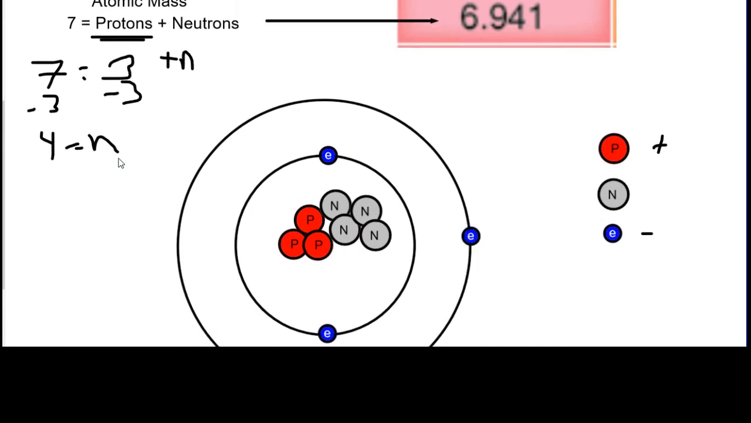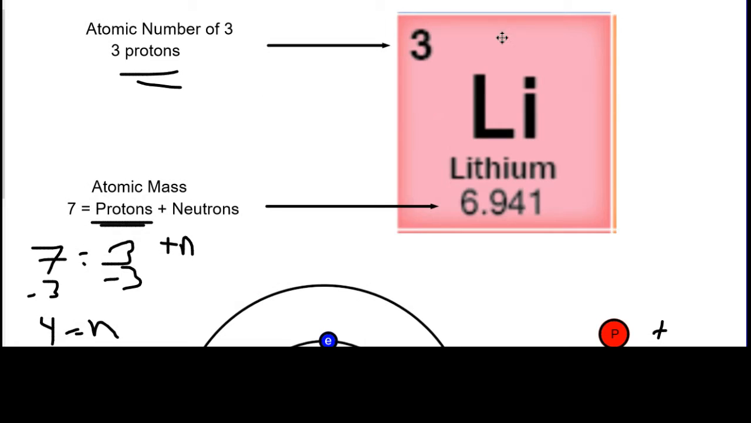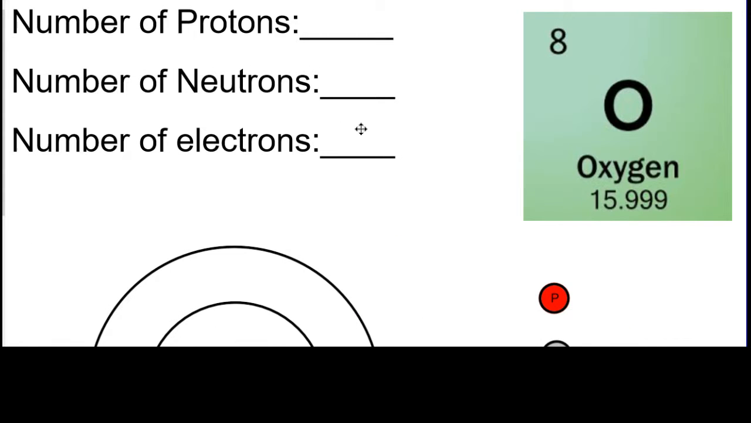And that's all it takes for building a Bohr model based off of its element cell. So let's give another example. Let's look at oxygen. What is the number of protons? Well, I will get that from my atomic number. So we know that it's going to be 8.